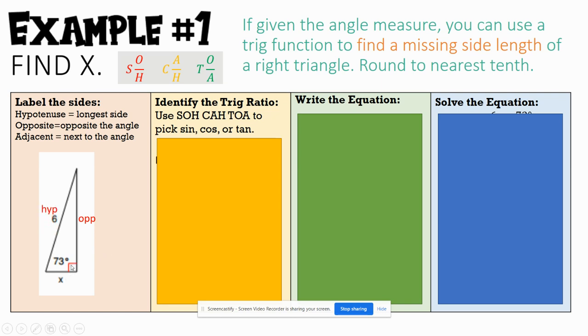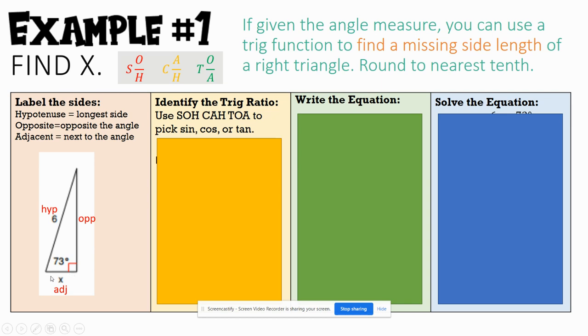So my hypotenuse is always across from the right angle. So I know that my hypotenuse is 6. The opposite side is always that side length that's across, that doesn't touch that angle at all. So this opposite side, I don't know anything about it. And then if I put my finger on the angle that I'm working on, then I am touching that adjacent side. And this right here is the adjacent side.